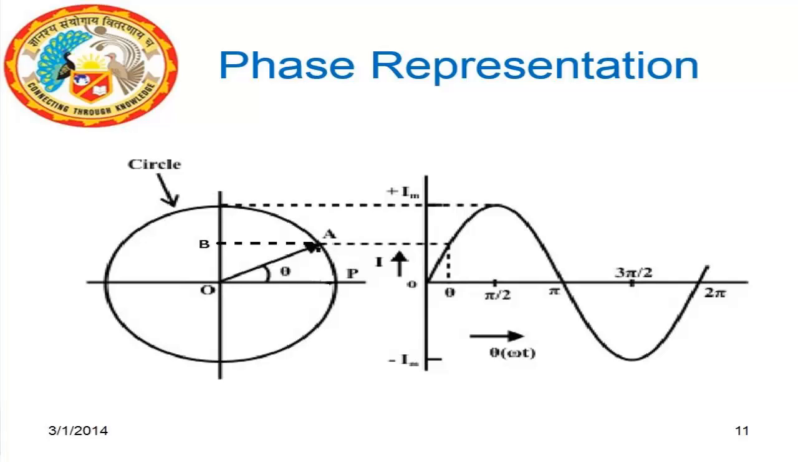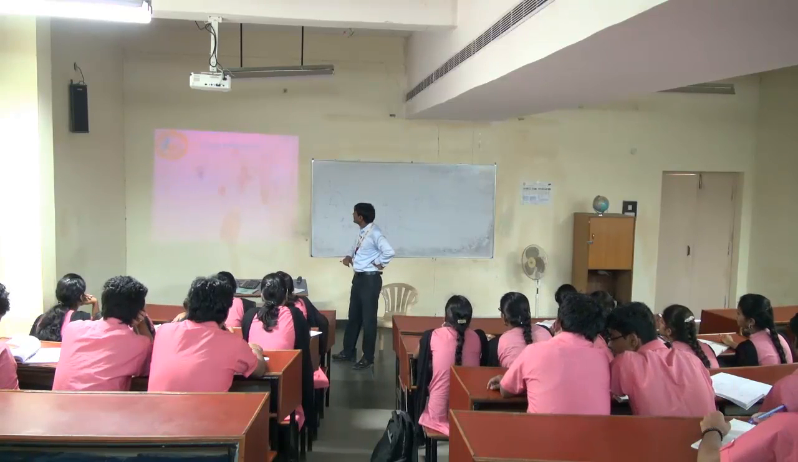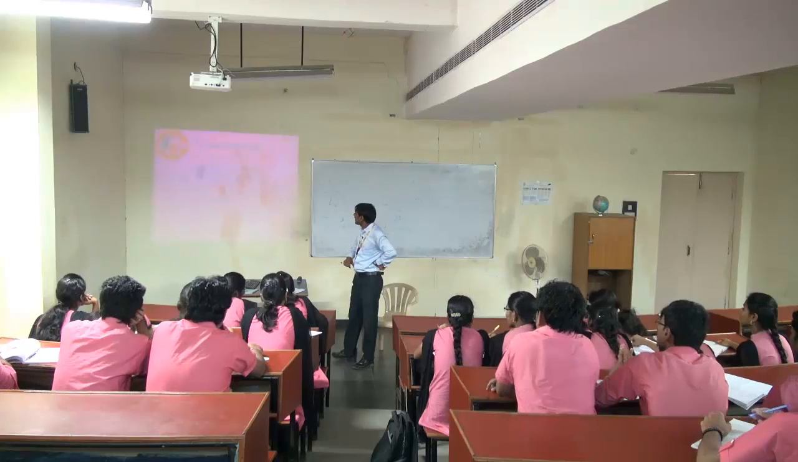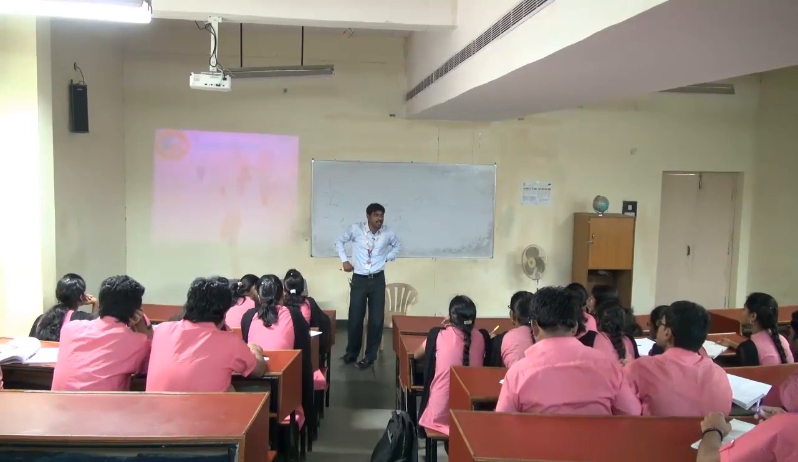So, is the diagram visible? The one in thick color is A, and the one in light color is B. Here the phase difference between A and B quantities is 90 degrees, and A is ahead of B, or we can tell that A leads B with an angle of 90 degrees.